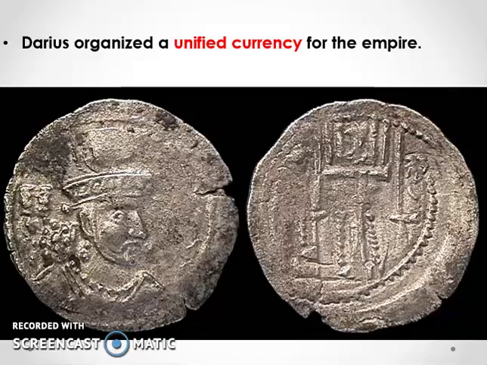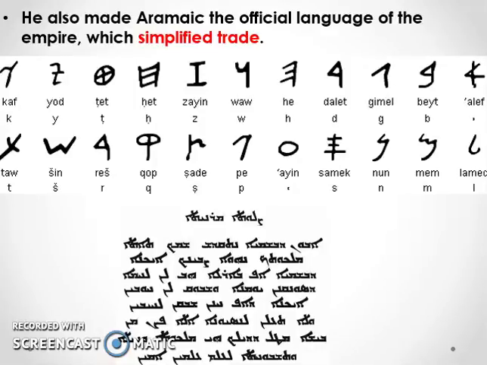Darius organized a unified currency for the empire, meaning everyone in the Persian Empire had a similar coin system. This would make trade a lot easier because instead of trading goods for goods, now there was a coin that could be used which had the same value for everyone. He also made Aramaic the official language of the empire. This is also going to help with trade for communication purposes.